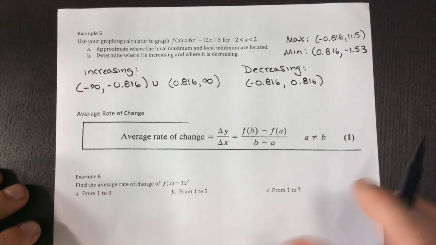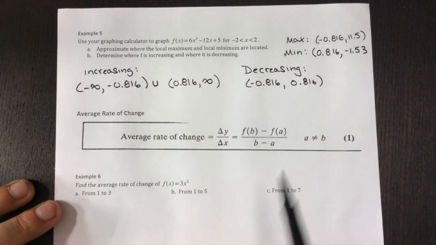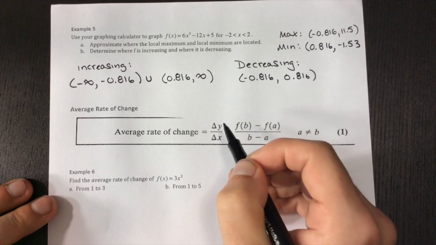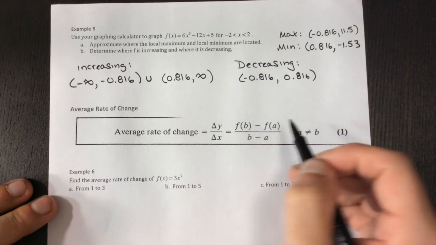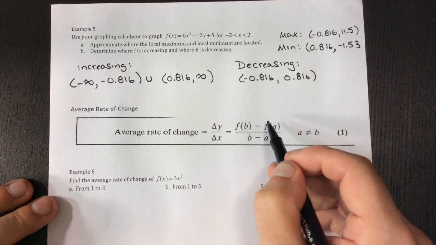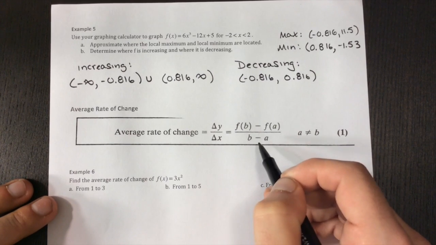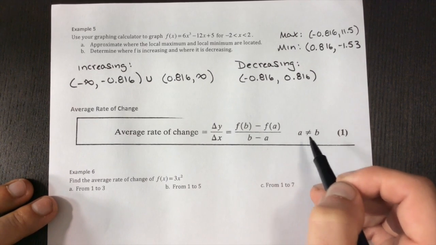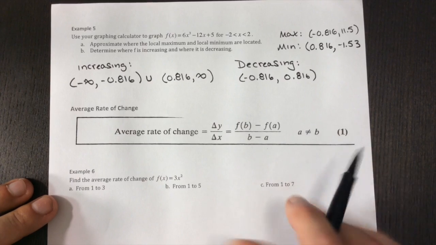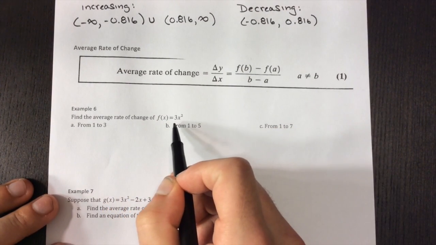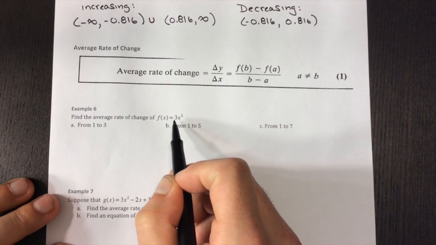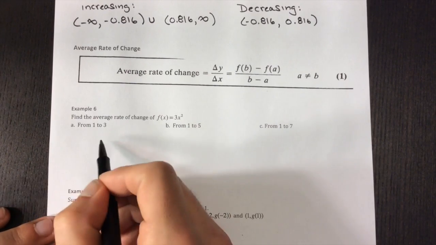Last thing, super important thing, average rate of change. So this is just like slope. Change in y over the change in x, or the difference in the y values over the difference in the x values, and we don't want to look at the same x values. So find the average rate of change for this function, 3x squared, from 1 to 3.